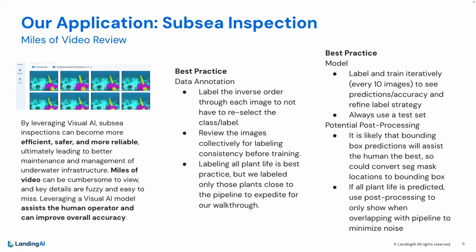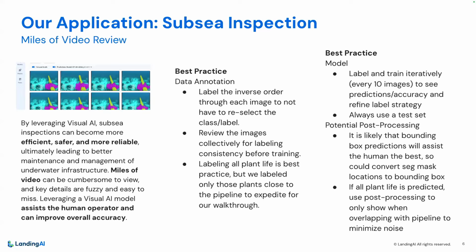Some of the things that you'll see as I'm going through the platform, I wanted to just highlight at the forefront around best practice. These are sort of tips and tricks in the LandingLens platform: label in the inverse order as you're going through that initial process so that you don't have to reselect the class label. It's just a small little option that allows you to save time.